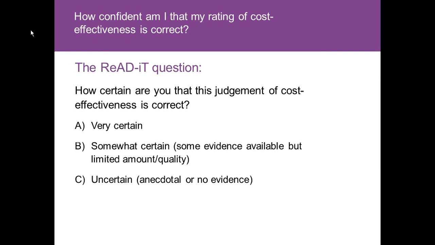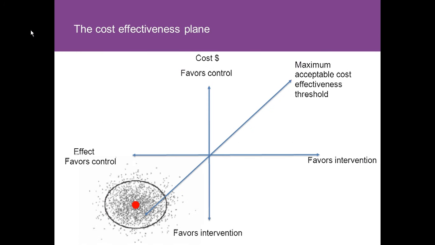One of the first ways to consider your amount of certainty in the estimate you have just made is to look at the cost effectiveness confidence ellipse from the cost effectiveness study that you have been considering. If there is substantial overlap of the 95% confidence ellipse over the maximum acceptable cost effectiveness threshold, then you could be only somewhat certain or even uncertain as to whether this intervention is likely to be cost effective, cost neutral, or not cost effective.